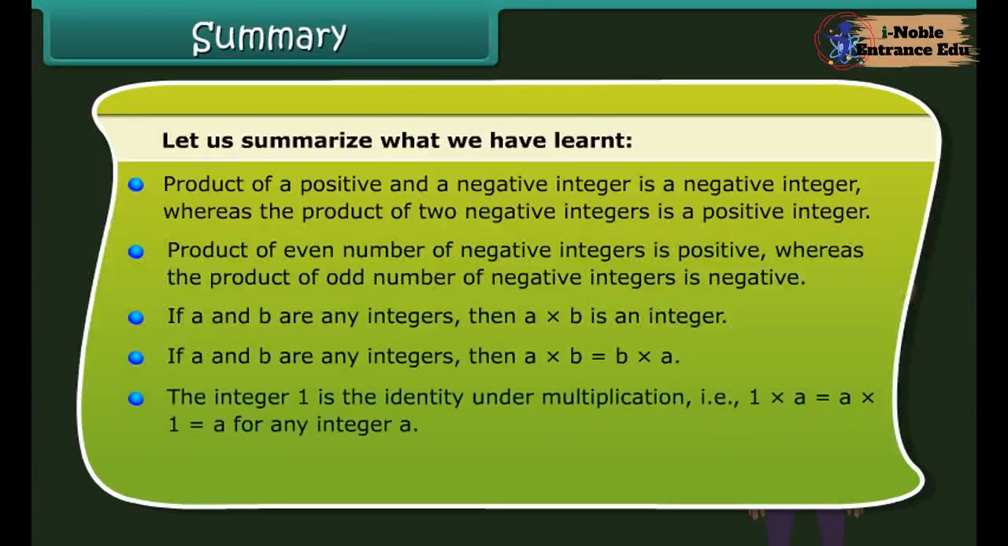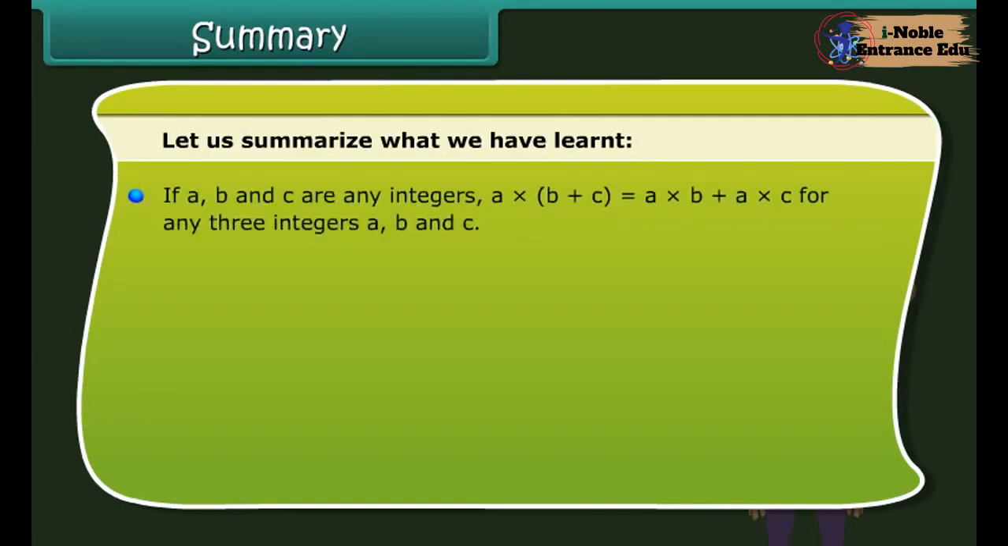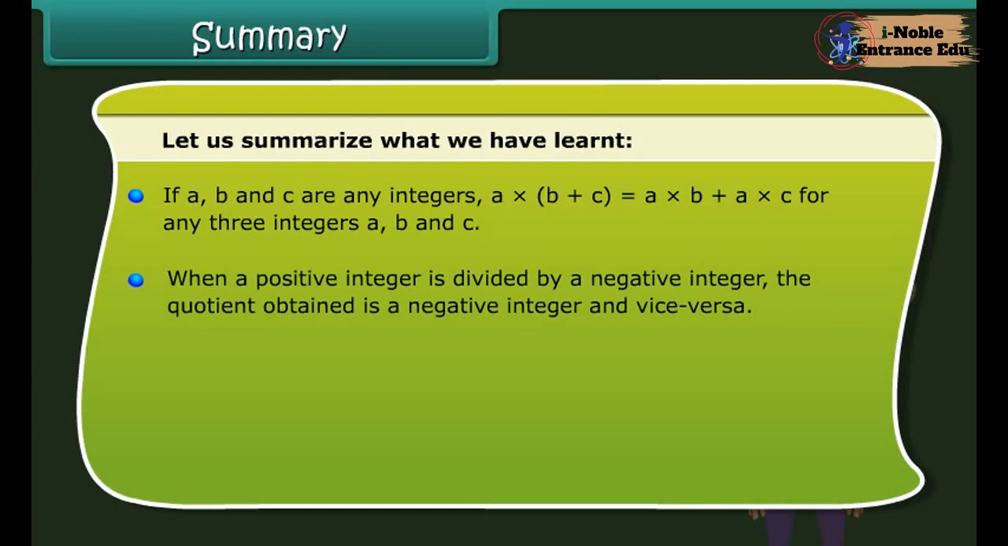If a and b are any integers, then a into b is an integer. If a and b are any integers, then a into b is equal to b into a. The integer 1 is the identity under multiplication, that is, 1 into a is equal to a into 1 for any integer a. If a, b and c are any integers, then (a into b) into c is equal to a into (b into c).